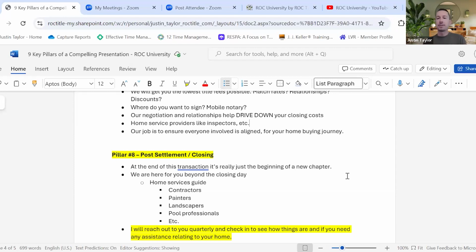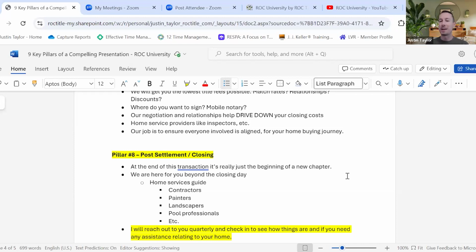And you're going to implant this into their head. I'm going to reach out to you quarterly and check to see how things are going and if you need any assistance relating to your home. So know that just because we get to the closing table, I hand you the keys, it's a glorious day, I'm going to keep in touch with you.